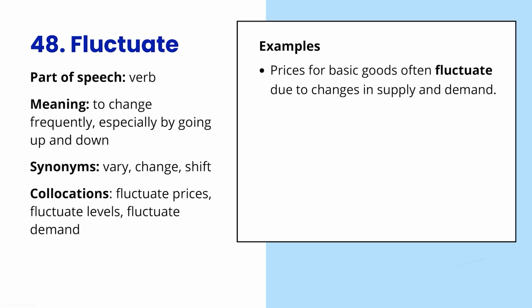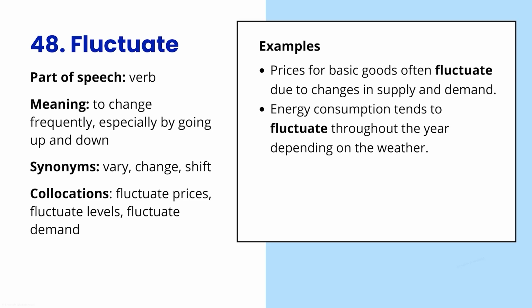Prices for basic goods often fluctuate or often change frequently due to changes in supply and demand. Energy consumption tends to fluctuate throughout the year depending on the weather. So that means the electricity or the power that people use changes frequently. And of course, that will mean that it goes up and down. So fluctuate is a great word to use when you want to describe something that keeps changing, especially when it goes up and down. You'll often need to use this one if you're talking about prices or trends.